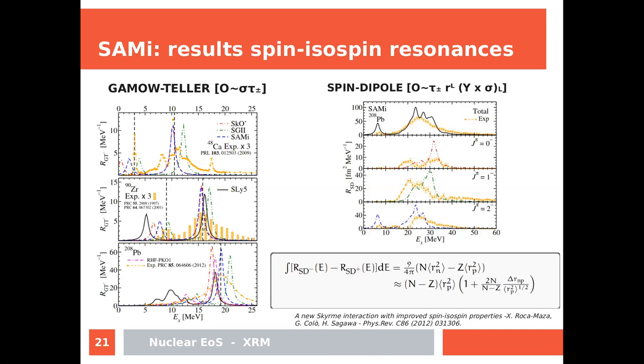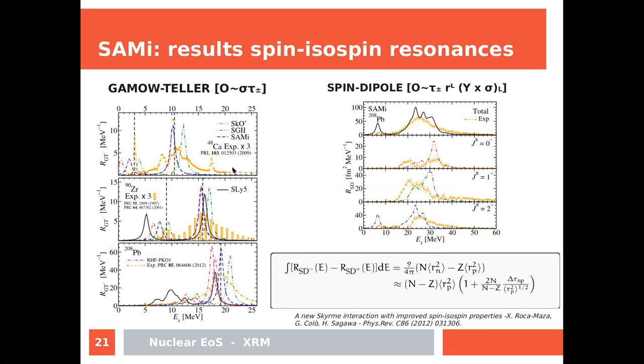spin-isospin resonance. In the left-hand side, I'm showing you the Gamow-Teller resonance. Here is the operator that you use to excite the nucleus, and in the right-hand side, the spin dipole excitation. And here is the operator used to excite the nucleus. So for example, in the left-hand side figures, you can see the Gamow-Teller resonance for calcium 48, zirconium 90, and lead 208.